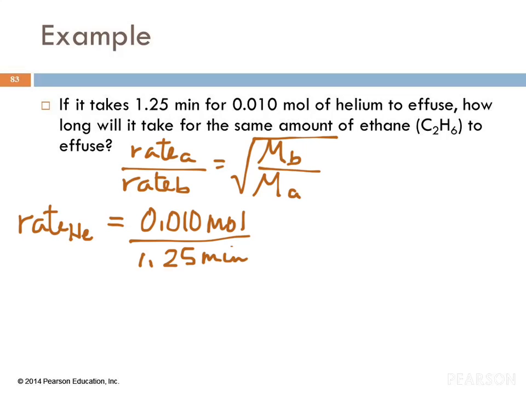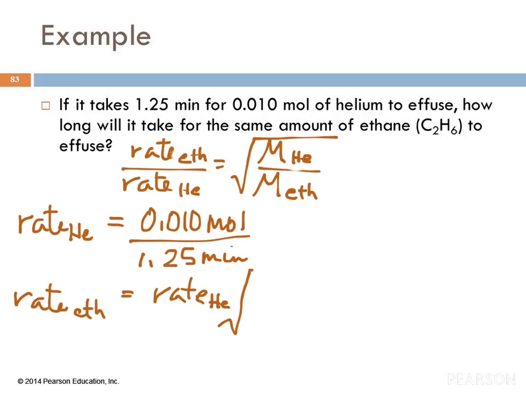I'm going to change these from A and B. We want to find the rate for the ethane, so I'm going to put the rate for the ethane on top just to make life easier, and the rate for the helium on the bottom. Then this is the molar mass of helium, and this is the molar mass of the ethane. So that tells me then that the rate for ethane is equal to the rate for helium times the square root of the molar mass of helium over the molar mass of ethane.